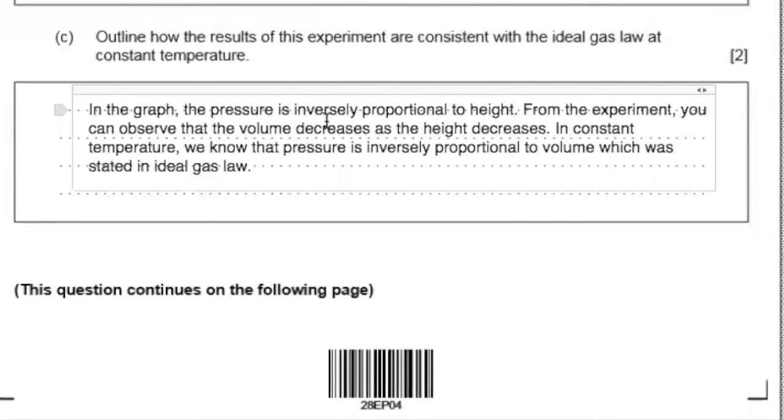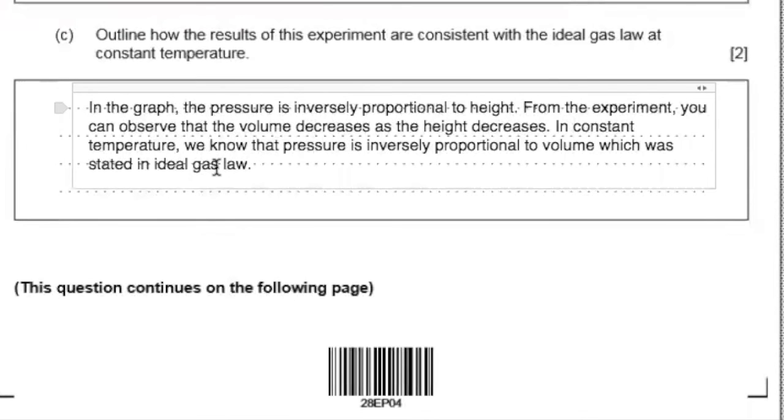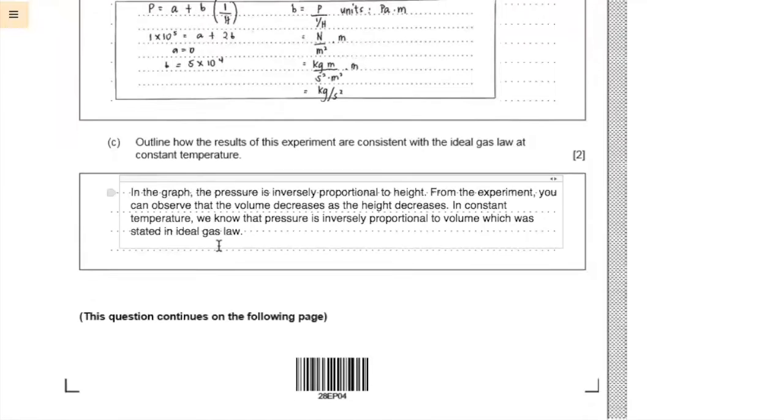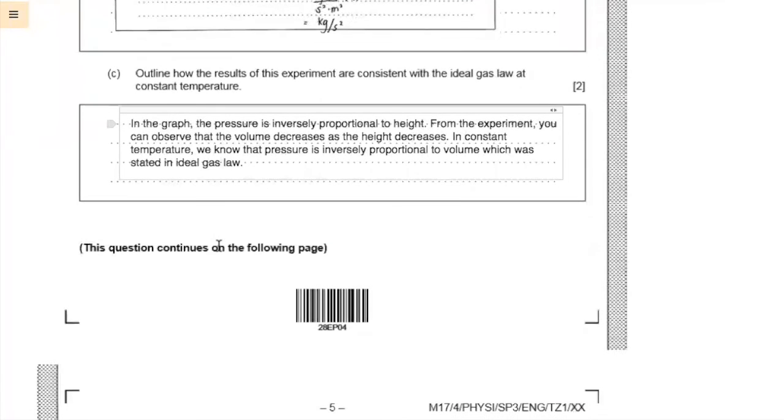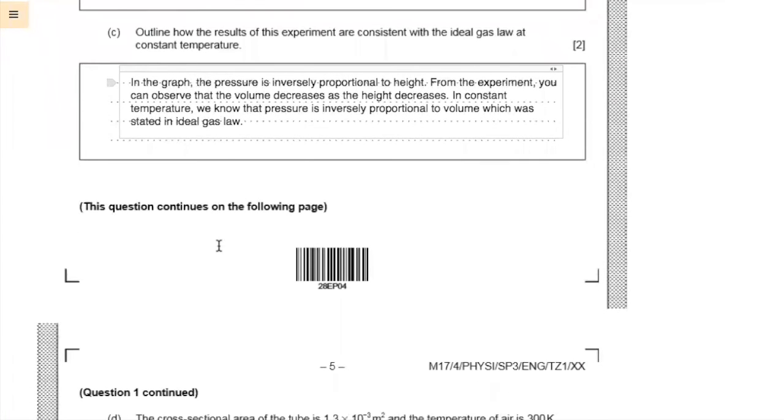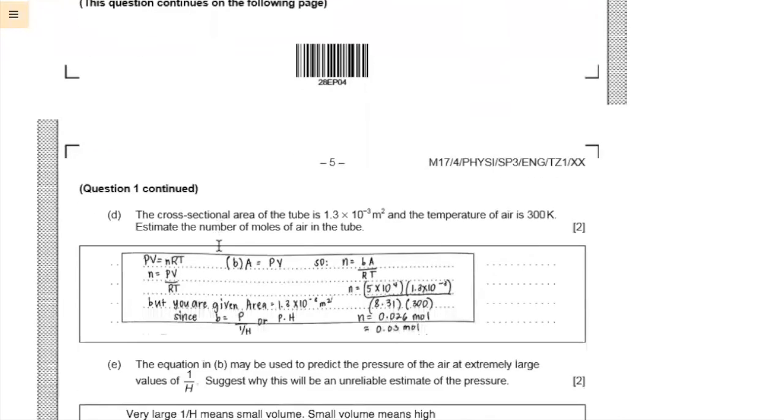So at constant temperature, we know that the pressure is inversely proportional to volume, which was stated in ideal gas law. I hope that it is clear. If you are not clear, you can look at topic 3.1, which talks about ideal gas law.